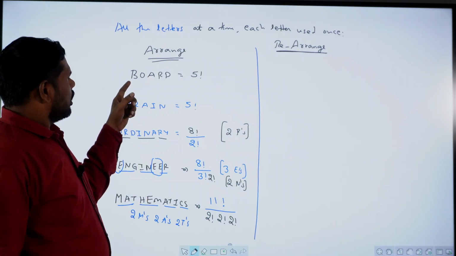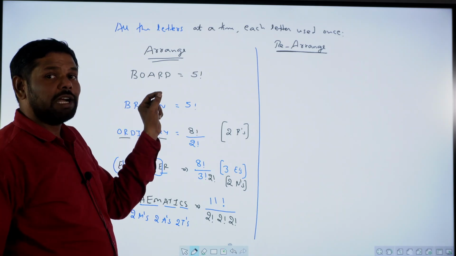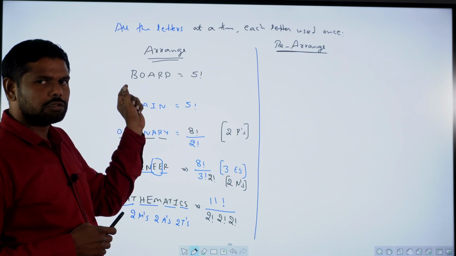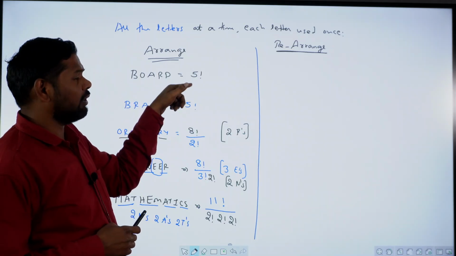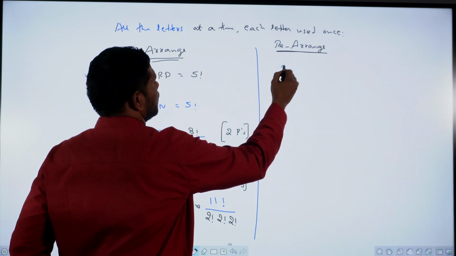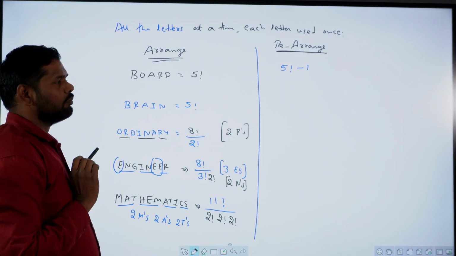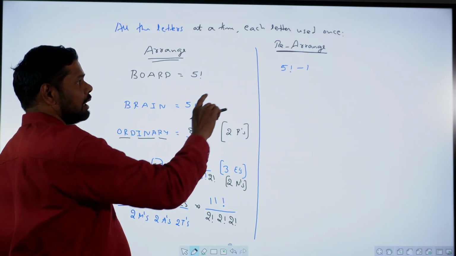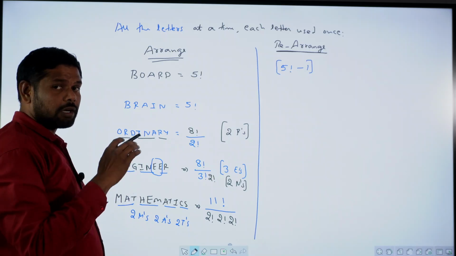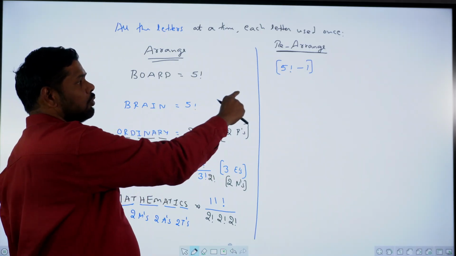So for rearrangements in 5 factorial words, BOARD is also one of the words. It is repeated, starting with B, O, A, or D. Definitely it is also one word among the 5 factorial total arrangements. So in any case of rearrangements, you need to subtract one word from the total possibilities. 5 factorial minus 1 ways we can rearrange the word BOARD. 5 factorial is the arrangements. In that, BOARD is also one word. That's why we remove that one.